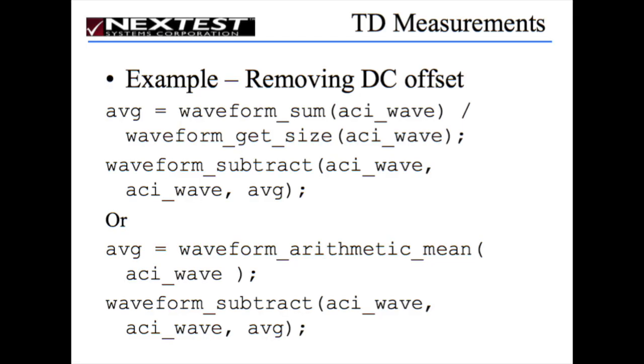Another way of doing it is to say average equals waveform arithmetic mean, ACI wave, or whatever you want to call it. I'm just using that name. It could be any name. And then waveform subtract ACI wave average. Boom. There you go. It's just getting rid of the DC offset. Easy to do. Now, there are circuits that do that, but you don't need a circuit. You can do it in DSP. That's what DSP is, digital signal processing.